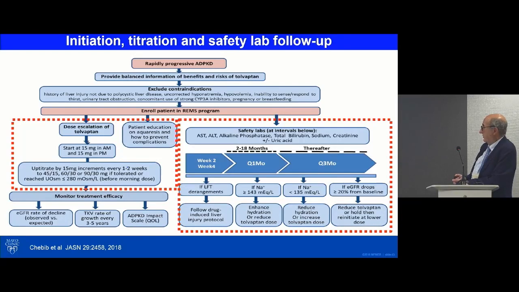And then we tolerate an acute decline in GFR when starting of up to 10%. But if it goes up to about 20%, then that's a little bit worrisome. And in those cases, we reduce the dose of tolvaptan, or we may even hold it for a few days and restart at a low dose.